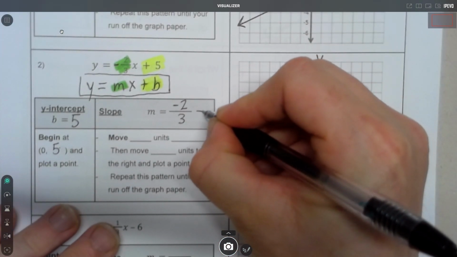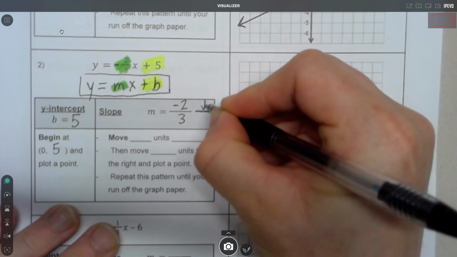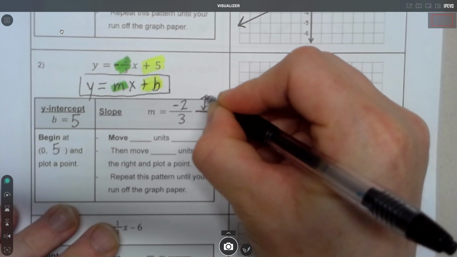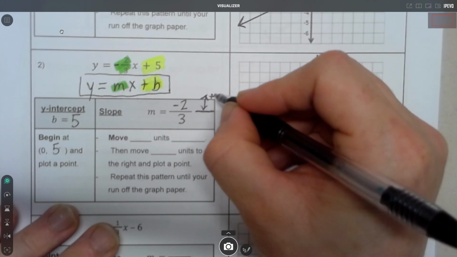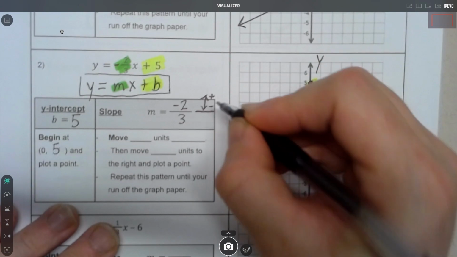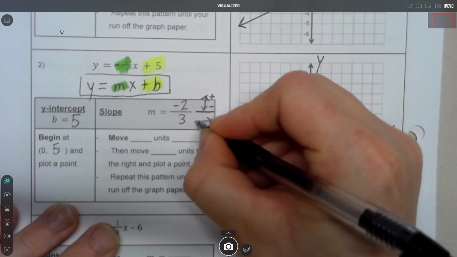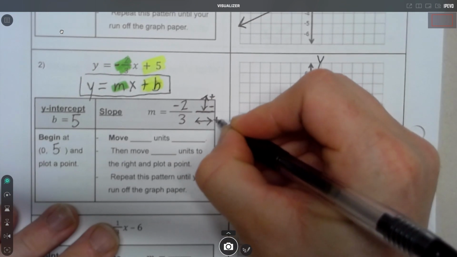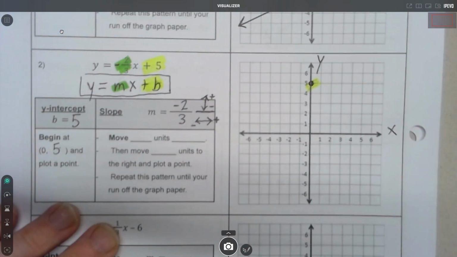So again, when we have slope, the top number in the slope tells us if we are going up or down. If it's a positive number, you go up. If it's a negative number, you go down. The bottom number, if it's positive, you go to the right. If it's negative, you go to the left.